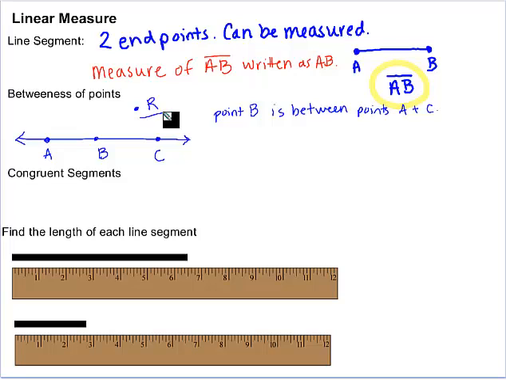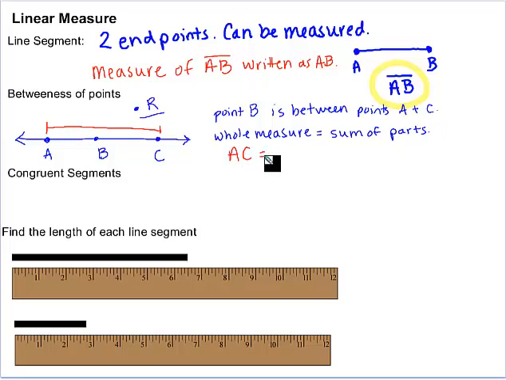Furthermore, when we have the betweenness of points, the whole measure will be equal to the sum of the parts. So what that means here is we have a whole measure. If we wanted to find the whole measure from A to C, that whole measure from A to C would equal the sum of the parts. So one of the parts is from A to B, and the other part is from B to C. So that's our betweenness of parts. The whole measure is equal to the sum of the parts. Notice here we are just writing the letters, which indicates that we are discussing the measurements of those.